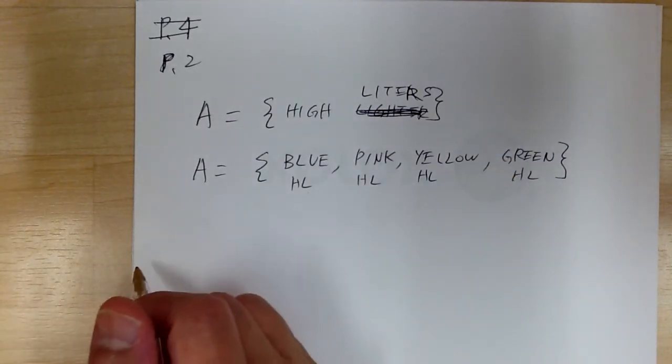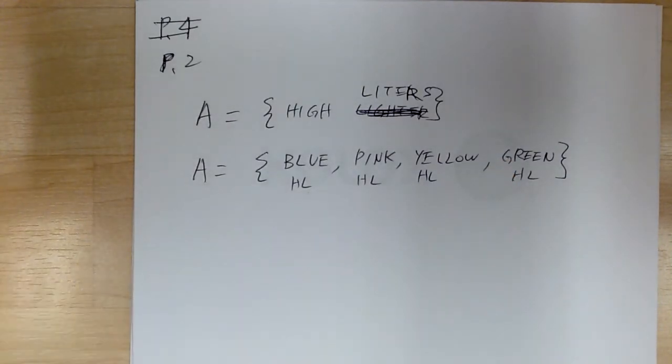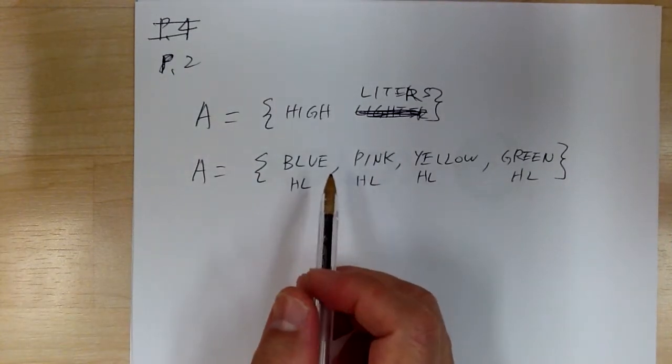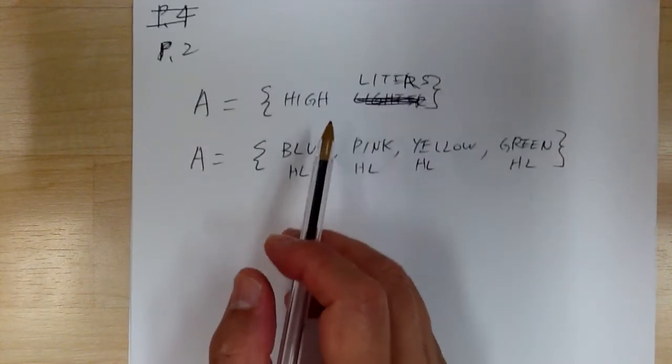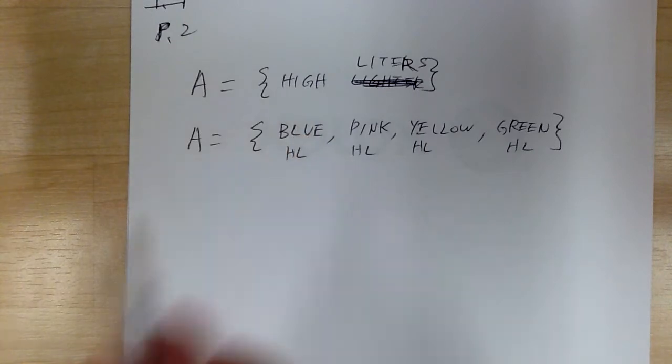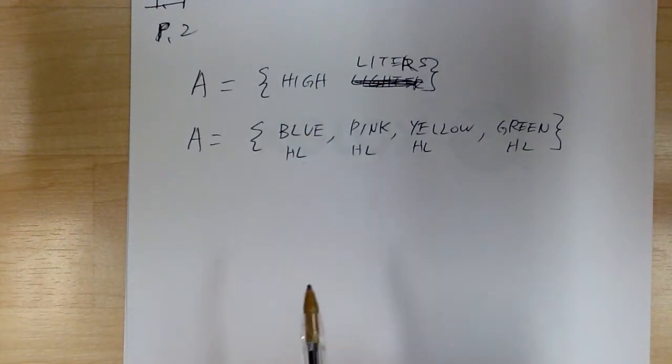Okay, let's go to example 2, which is an example of that. Okay, an example of the roster notation. Notice it lists everything, right?